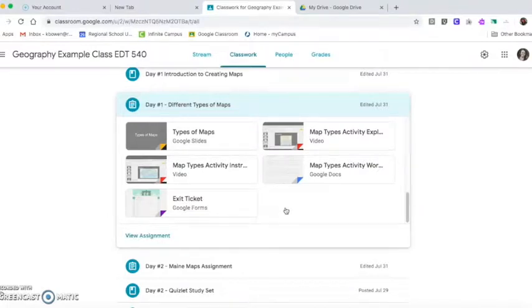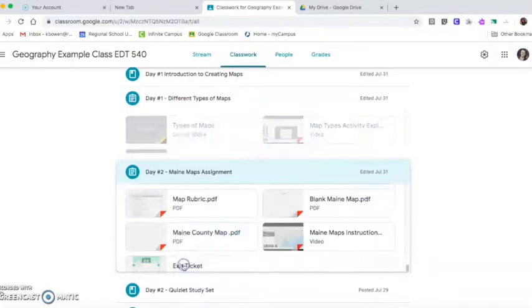The other thing that I put on here that I thought would be useful to students that weren't in class would be the maps types activity explanation, and this would be really good for students that didn't understand the activity as well. So this goes over each of the different types of maps that I laid out in the slideshow, and then it explains what each map would be used for and how you would use each map. And it basically explains the worksheet for them. So if they had a hard time understanding what I was talking about in class with the different map types in the worksheet, then they could come back and watch this video.